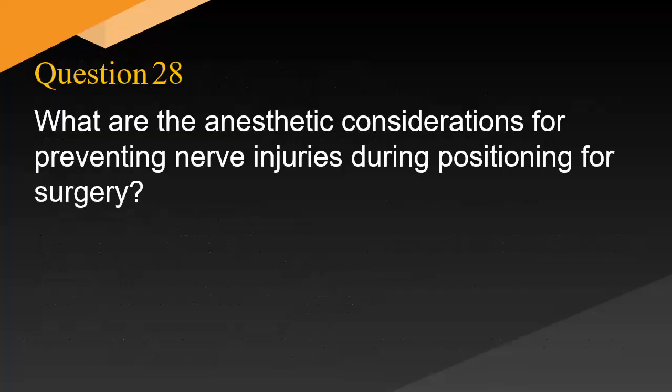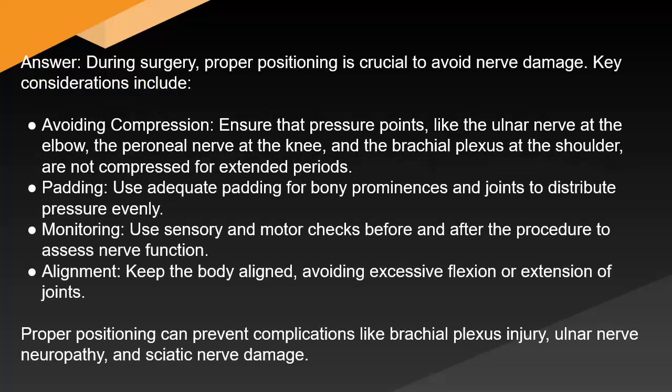What are the anesthetic considerations for preventing nerve injuries during positioning for surgery? Answer: during surgery, proper positioning is crucial to avoid nerve damage. Key considerations include avoiding compression. Ensure that pressure points like the ulnar nerve at the elbow, the peroneal nerve at the knee, and the brachial plexus at the shoulder are not compressed for extended periods.